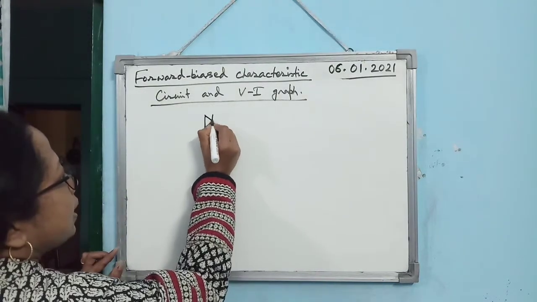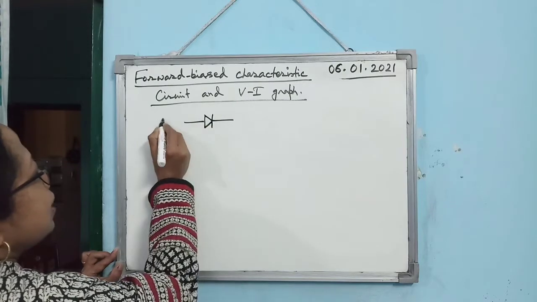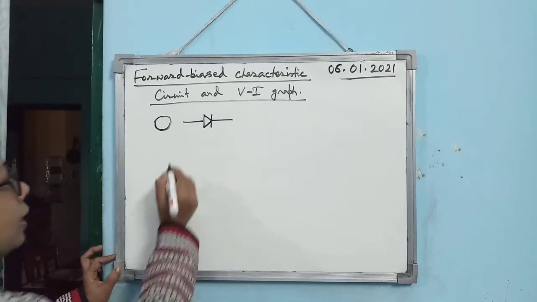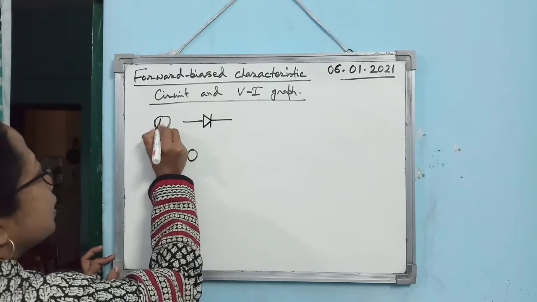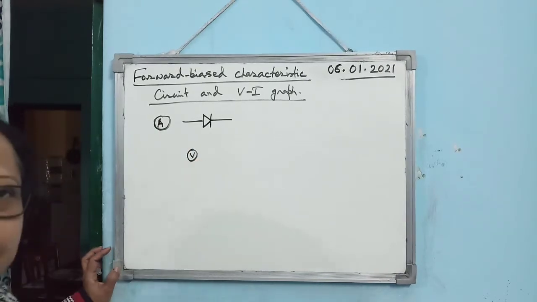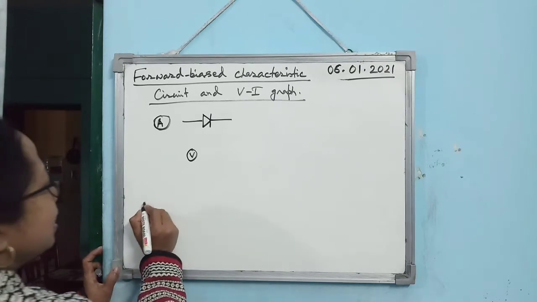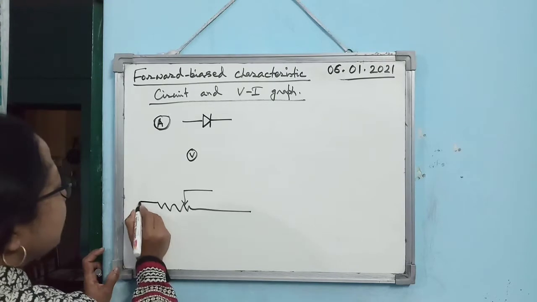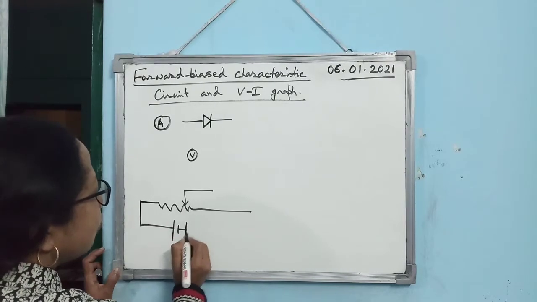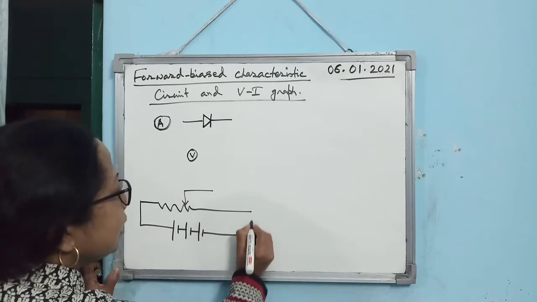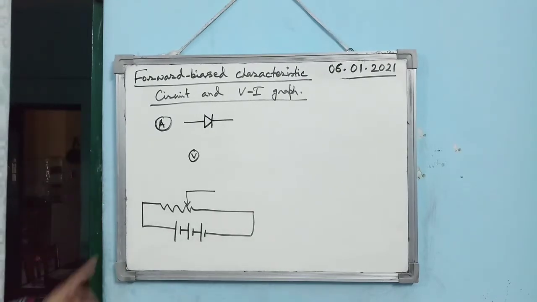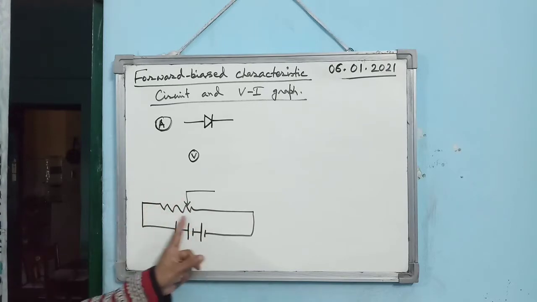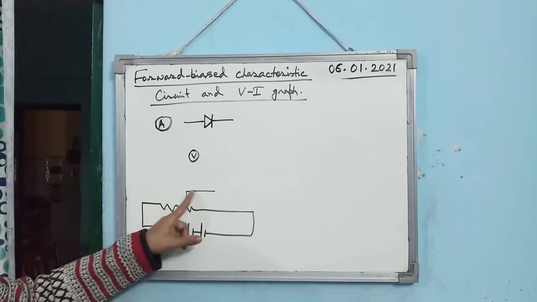First you need a PN junction diode. Then you need an ammeter to measure the current. Then you need a voltmeter to measure the potential difference. And then you need a potential divider. Potential divider means what? The device through which we can change the potential applied. So a potential divider is nothing but a variable resistance connected with a battery. You see, this is a variable resistance.